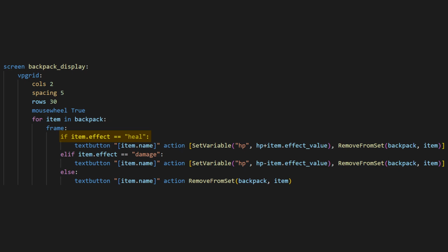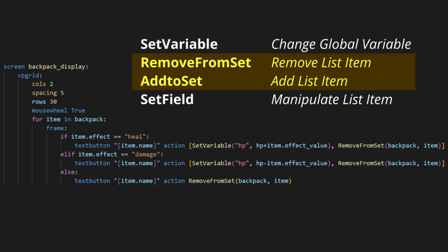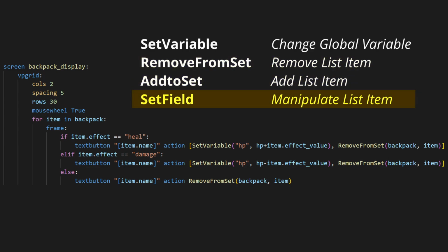So if the item effect is heal, we'll make a text button that uses the item name. And then for the action, we'll use set variable to adjust the HP dependent on the item.effect_value. And then once it's used up, we'll use remove from set to designate the backpack and then the item being removed, this one. As a reminder, we're using set variable because we're changing a global variable. We're using remove from set because we're removing a whole object from a list. But if we were manipulating a variable within a list, we'd use set field like we used before.